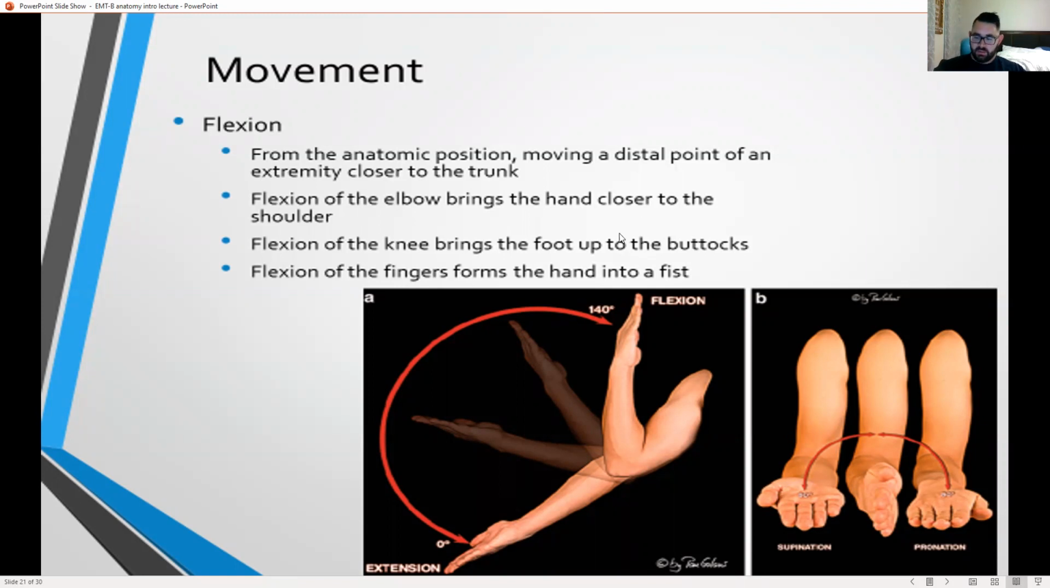What about supination and pronation? So in the picture B there, we have supination and pronation. So supination, supine is facing up. Pronation is facing down. Things that are laying on their face are pronated. We're going to talk more about that here in a minute.